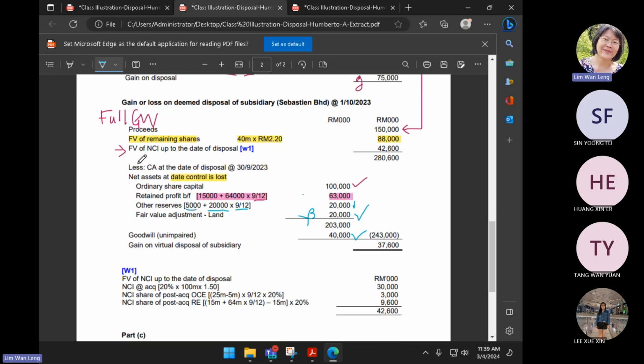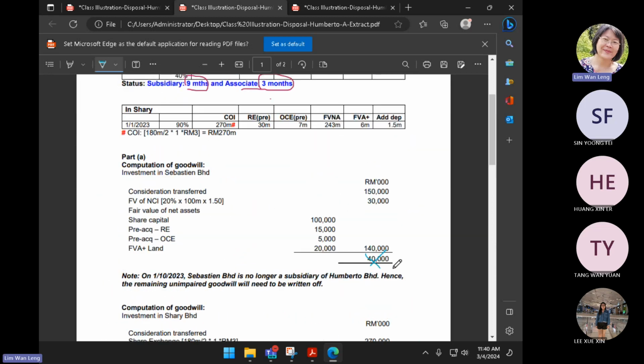So now we want to calculate how much is the fair value of the NCI up to the date of disposal. So we have two components. First component is NCI at the date of acquisition. So this particular 30 million, we can always go back and look at the goodwill computation, this 30.